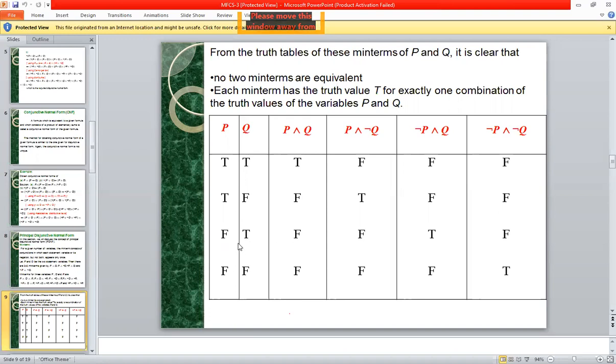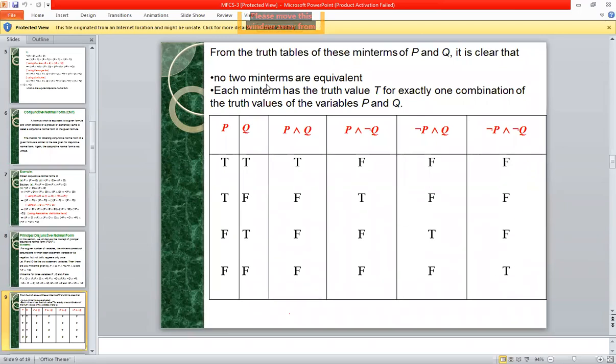Here, when P has truth value false, then negation P has truth value true, so it gives truth value true. In the remaining cases it is false. So for the fourth term, negation P and negation Q, the truth values are false, false, false, true.